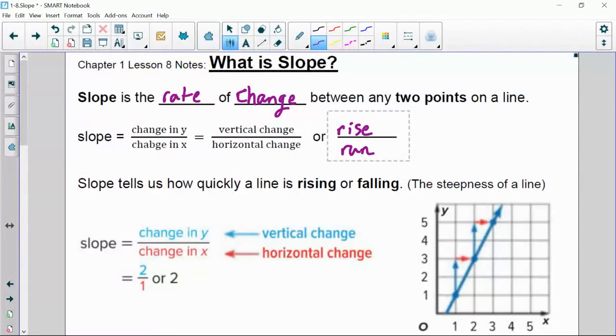Slope tells us how quickly a line is rising or falling. It rises if it's a positive slope and it falls if it's negative. This is also considered the steepness of a line. The smaller the slope, the less the steepness of the line.